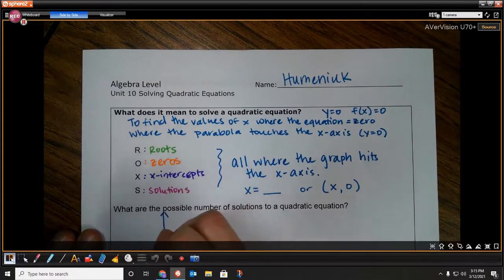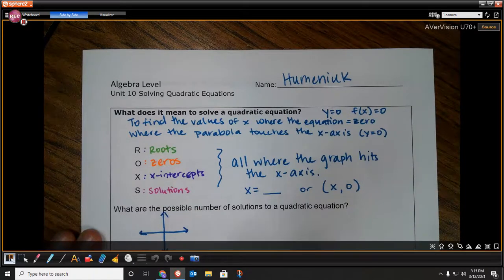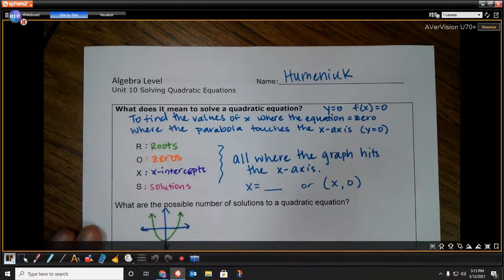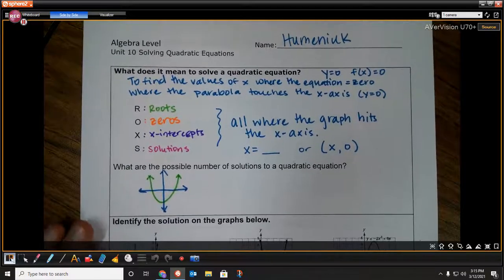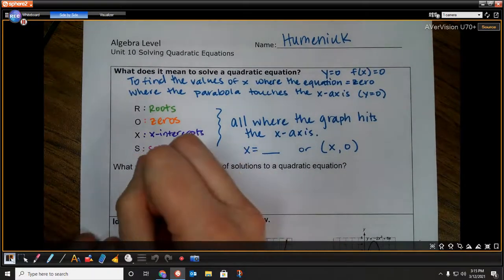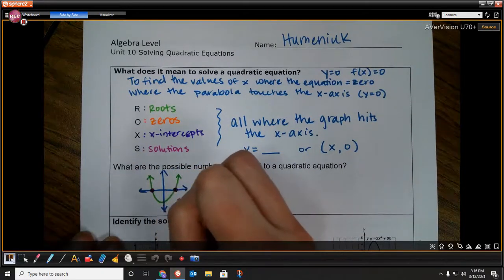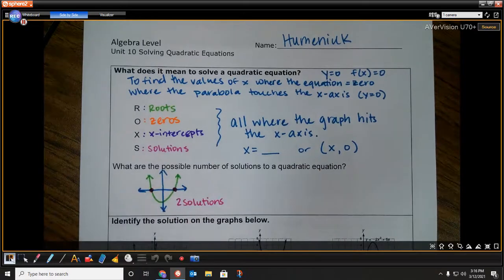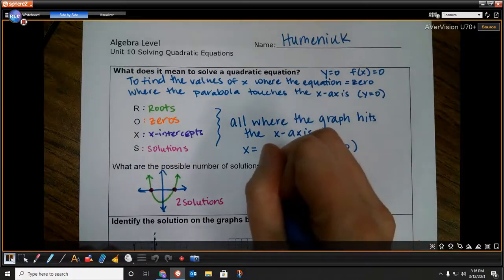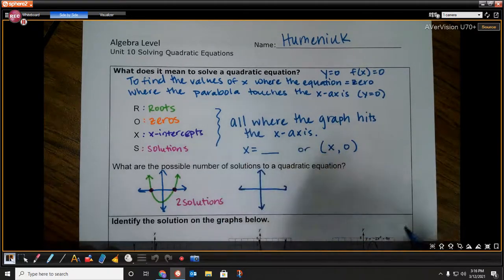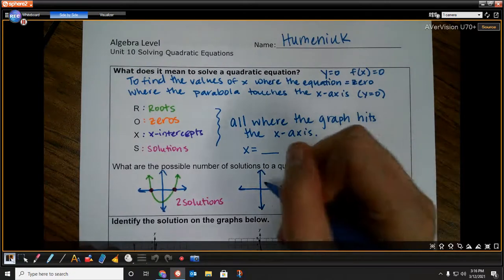So we're going to talk about there's actually 3 different types of solutions here. Okay, and so the first is something that you will probably see most commonly, and it's when the parabola goes either up or down through your graph. And in this case, it hits our x-axis twice. So there would be 2 solutions, all right?